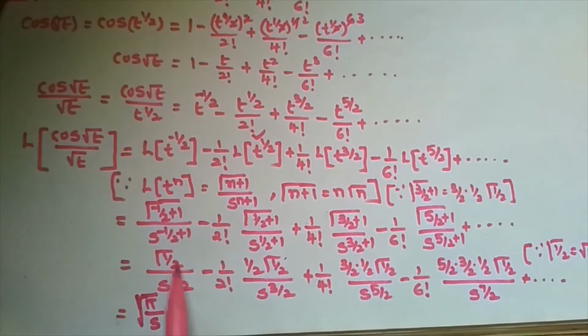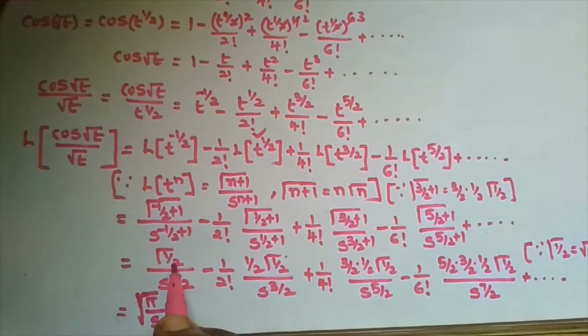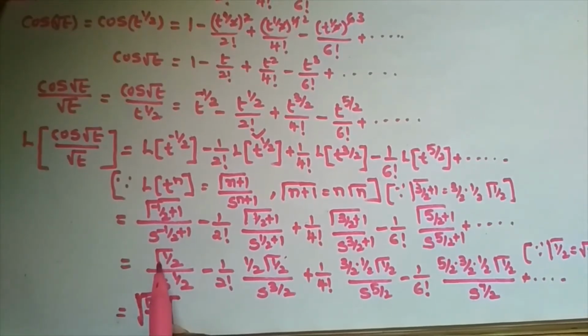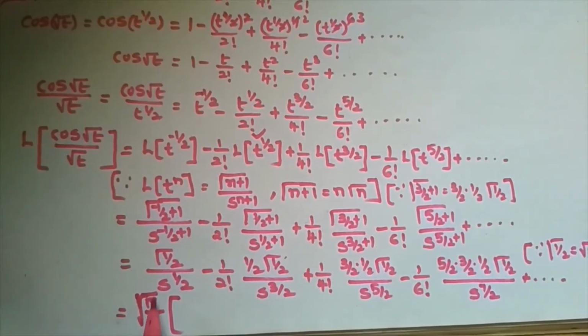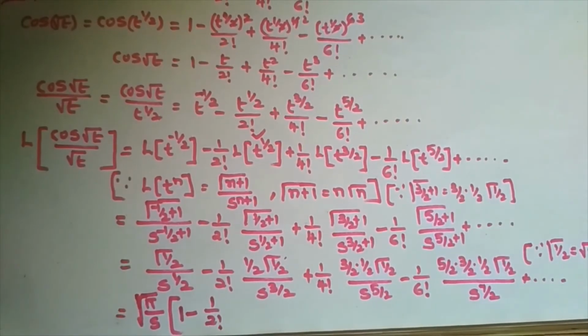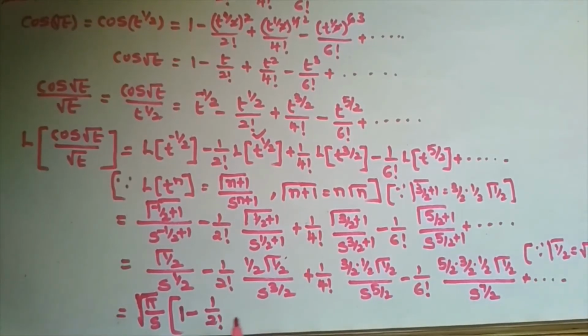So the remaining term, this is the common term, which is the simplified form. Root of gamma of 1 by 2 is root pi. S power 1 by 2 can be written as root s. So root pi by root s can be written as root of pi by s. So that means 1 by 2 factorial into the simplified term. So I can write the simplified term, this one.